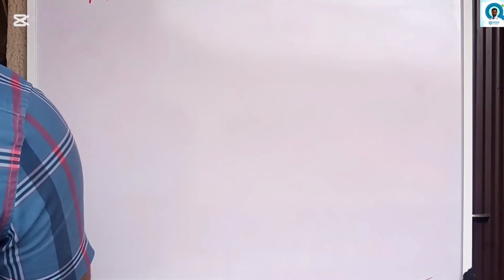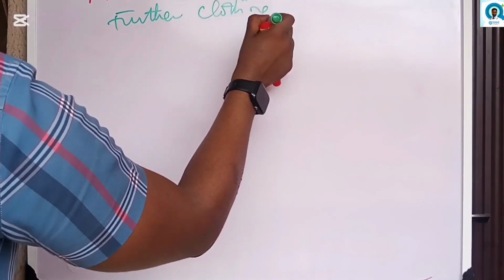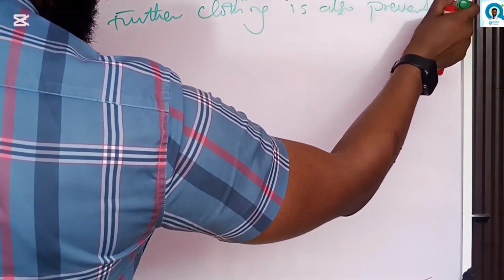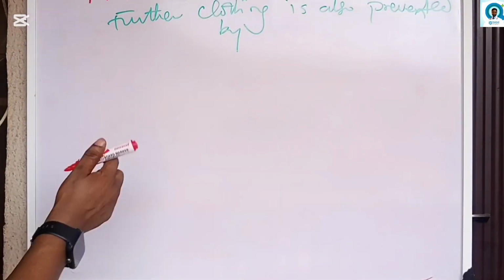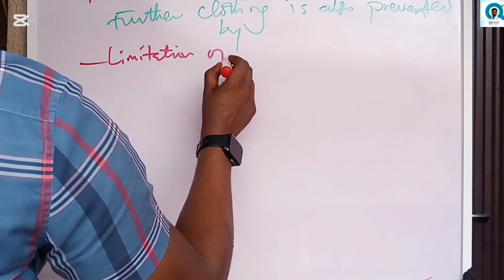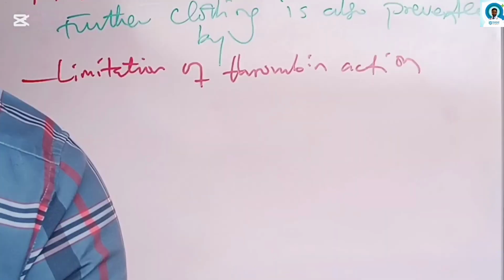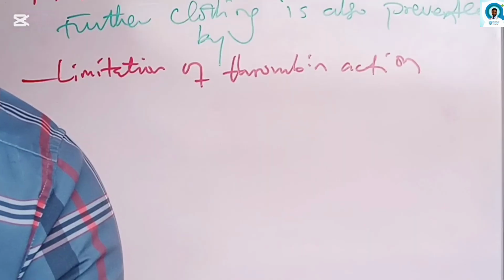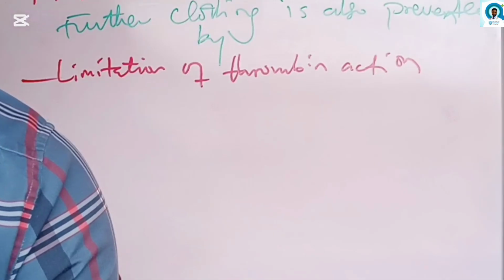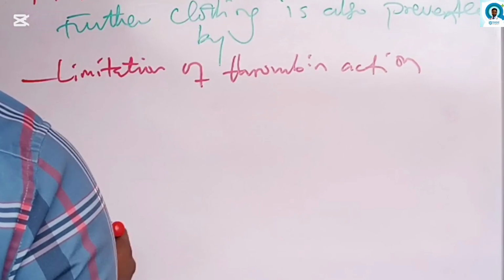Additionally, further clotting is prevented by the following. First, thrombin action is limited by the following processes. Thrombin is absorbed by the fibrin clot, thereby reducing its availability. Also, antithrombin 3 combines with thrombin to form an inactive complex. Also, fibrin degradation products also inhibit thrombin.